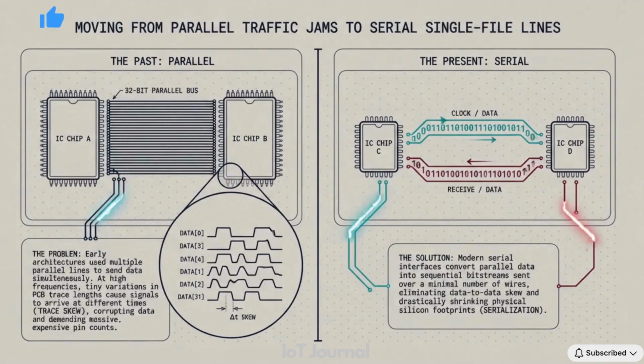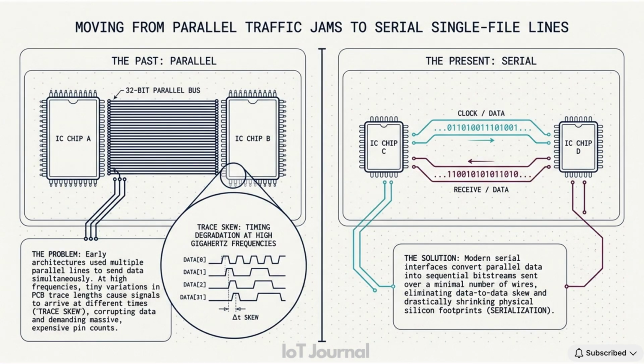In the past, engineers believed more wires meant more speed, giving birth to wide 32-bit parallel buses. But as clock speeds pushed into gigahertz frequencies, a major physical bottleneck appeared: trace skew. Microscopic length differences in PCB traces cause bits to arrive out of sync, corrupting the data packet. The fix? Serialization. Converting parallel data into ultra-fast sequential bit streams over minimal wires. This eliminated skew, saved massive board real estate, and slashed manufacturing costs.